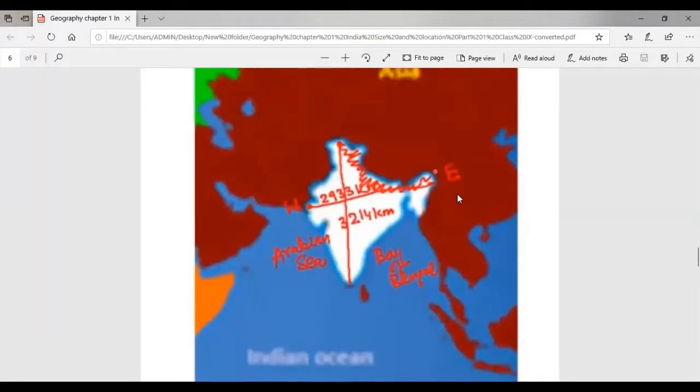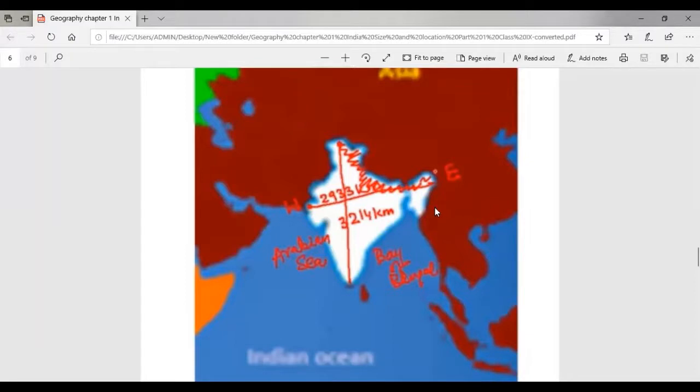The reason why it is known as Young Fold, or why it is known as young, is that the Himalayan mountain was formed 15 million years ago when the Indian plate collided with the Eurasian plate.